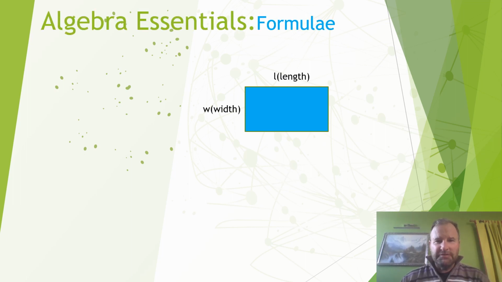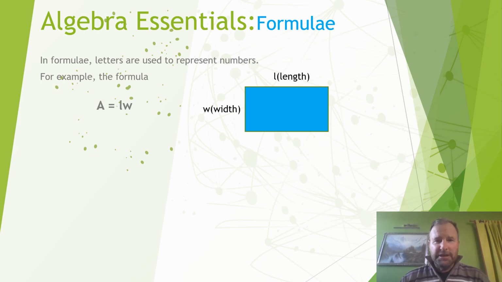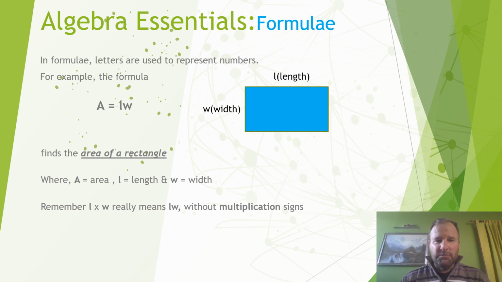We're starting with formulae. We have a shape over here, a rectangle, and remember, in formulae we use letters to represent numbers. Using this diagram, you can see length can be represented by a little L and width with a little w. So here's the formula for the area. We multiply the length by the width to find the area of this rectangle, where A is equal to area, L is equal to length, and W is equal to width. Remember, LW means L times W, so that's multiplied.